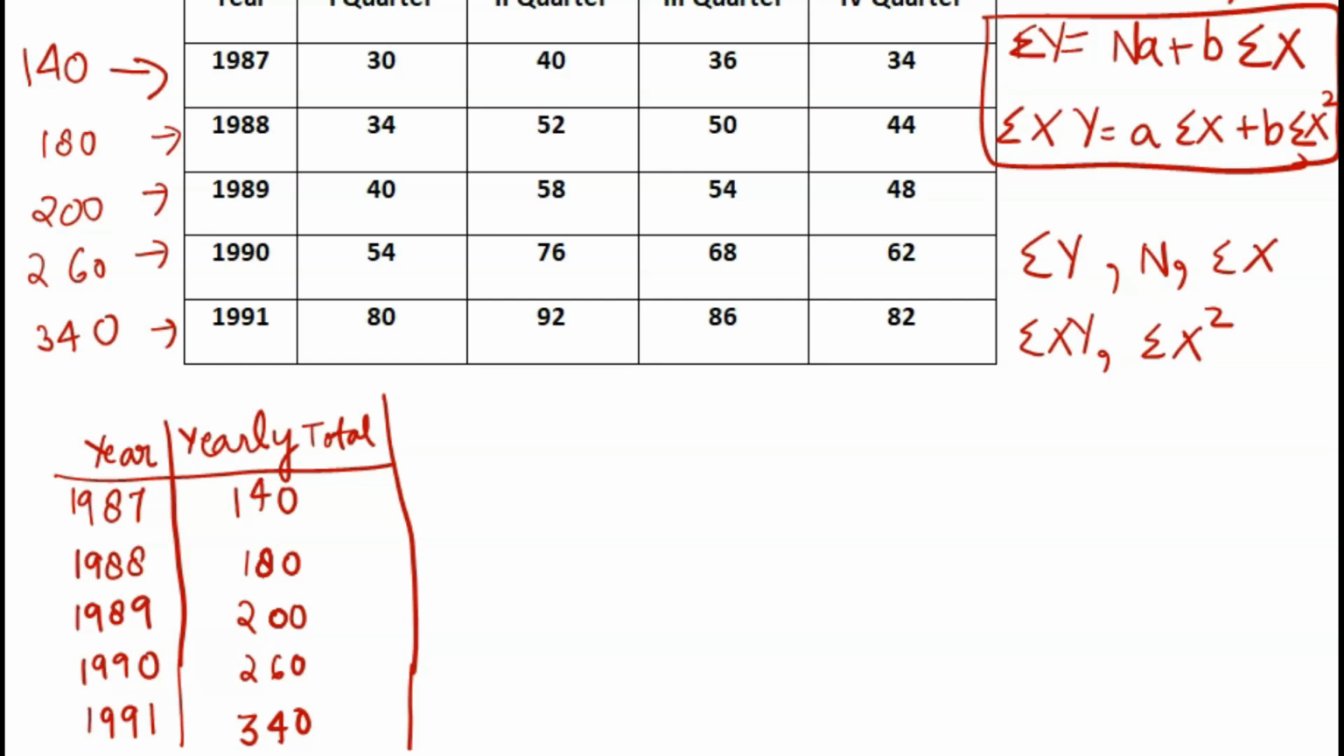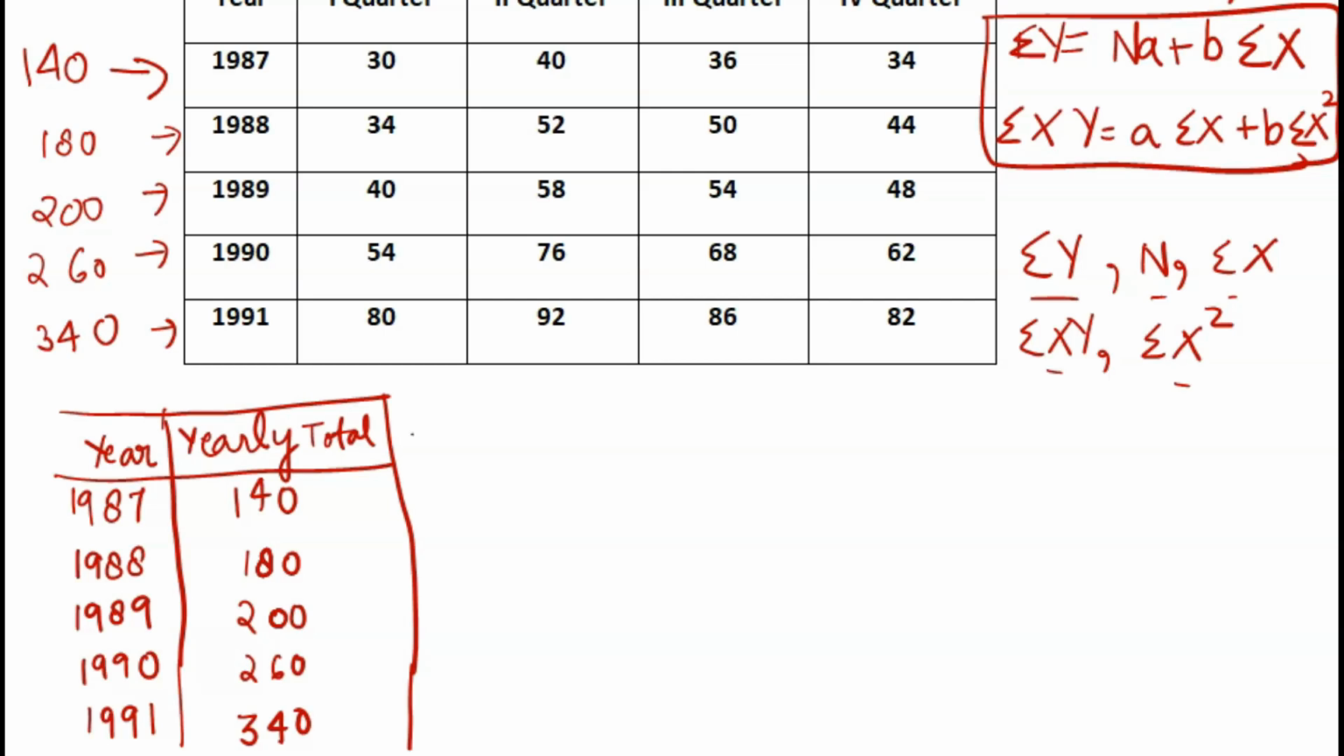Now what do we have to find out? We need all these values: sigma y, sigma x, n, then sigma x square, sigma xy. For this we need one origin year. If you remember the least squares method, we need one origin year. From the origin year we can find the deviation values, and those will be our x values.